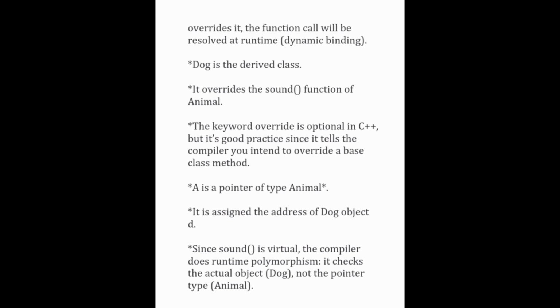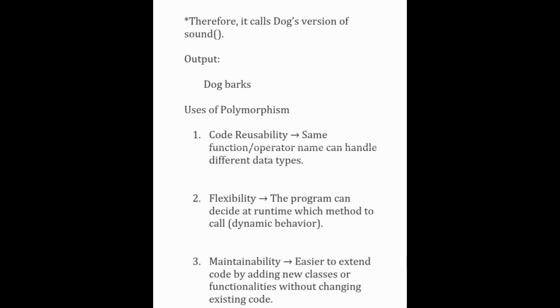It is assigned the address of Dog object d. Since sound() is virtual, the compiler does runtime polymorphism. It checks the actual object, Dog, not the pointer type Animal. Therefore, it calls the Dog version of sound(). So the output is Dog barks.